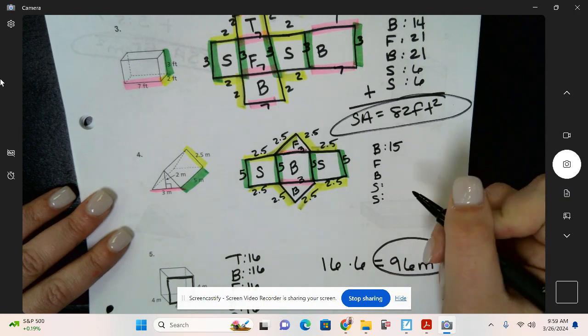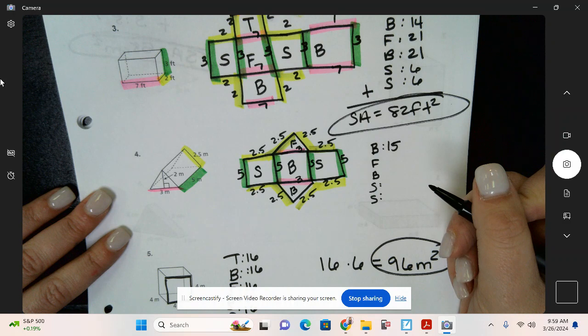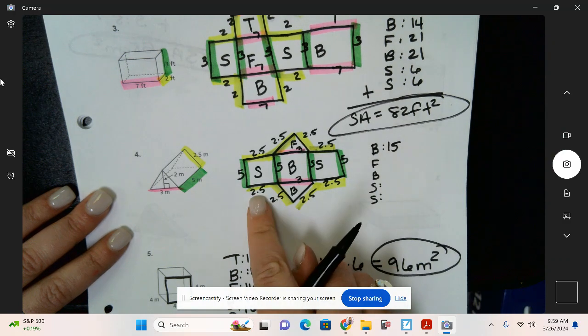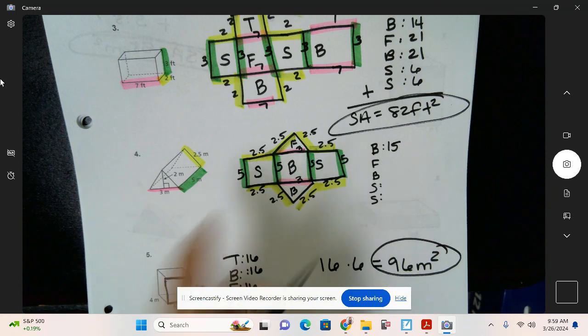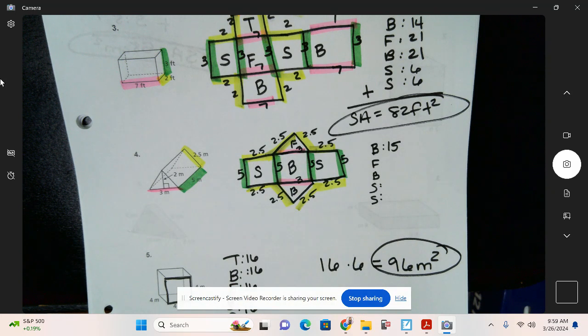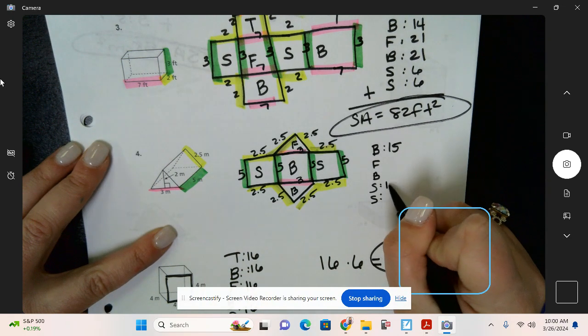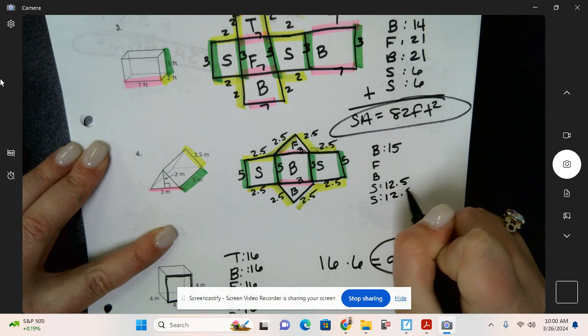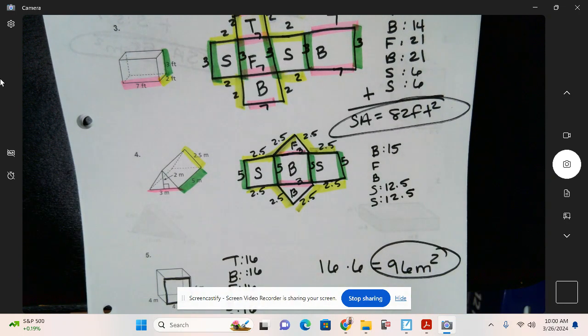I'm going to save my triangles for last because that's just who I am. I like to save those for last. Okay, so my sides are 5 times 2.5. It would be 12.5. Okay, so 12.5 and 12.5. You could just do, if you know that 2 times 5 is 10, then half of 5 is 2.5, and then you just add 2.5.